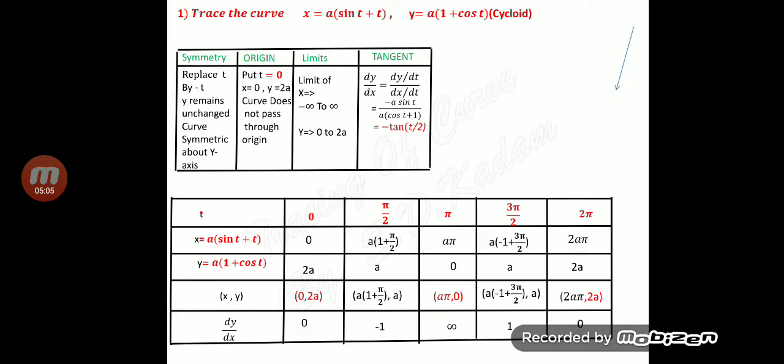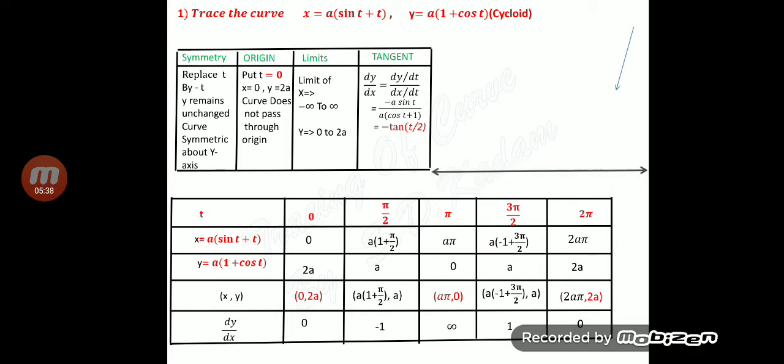Okay, once again I will revise this: symmetry, origin, limit and tangent. This is our first table, and the second one is the values. We have to prepare the table as 0 to 2 pi, because x is of the form sin t plus t. Otherwise, if it is sin t minus t, our table will be minus pi to plus pi. This way we have completed our table.